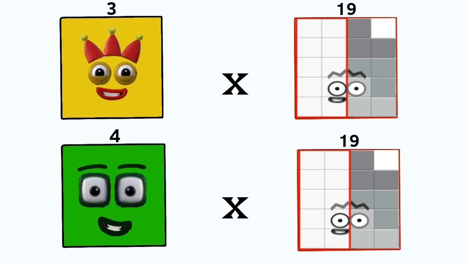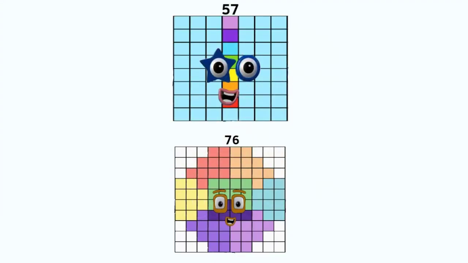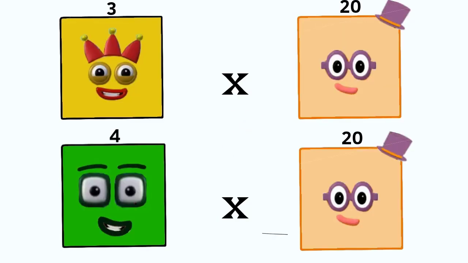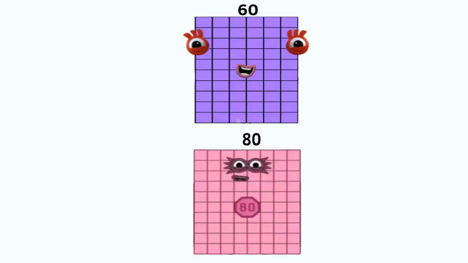3 and 4 times 19 equal 57 and 76. 3 and 4 times 20 equal 60 and 80.